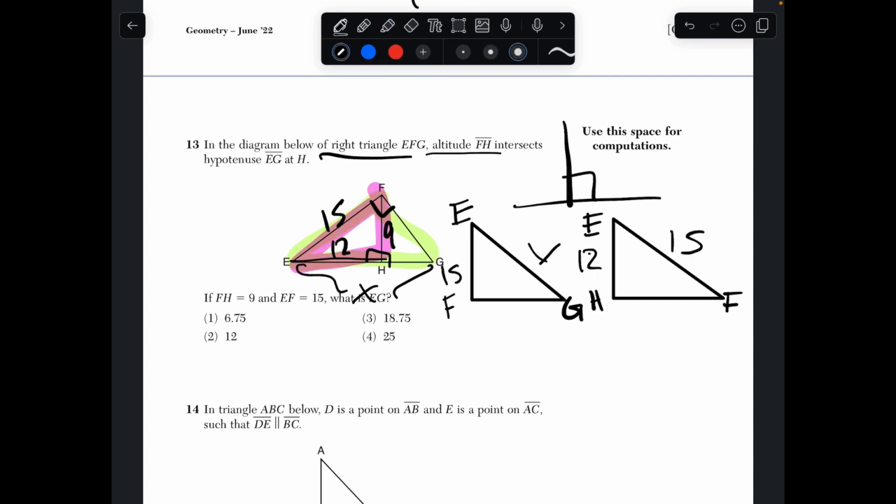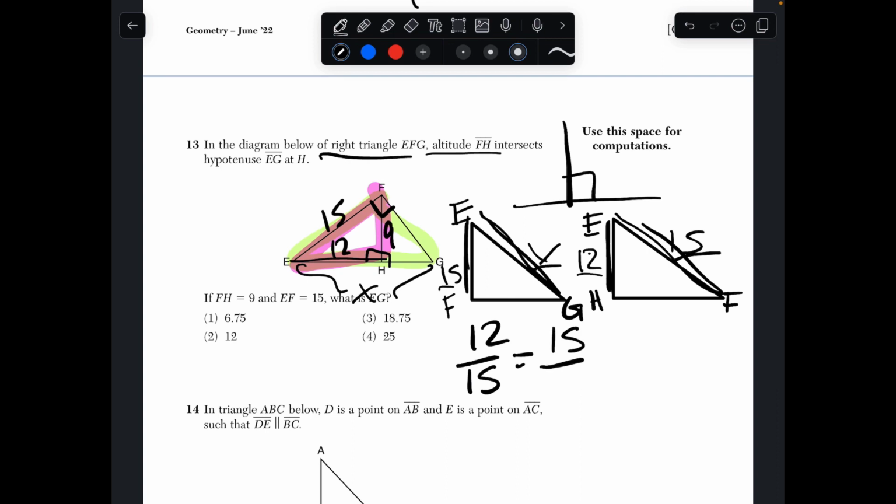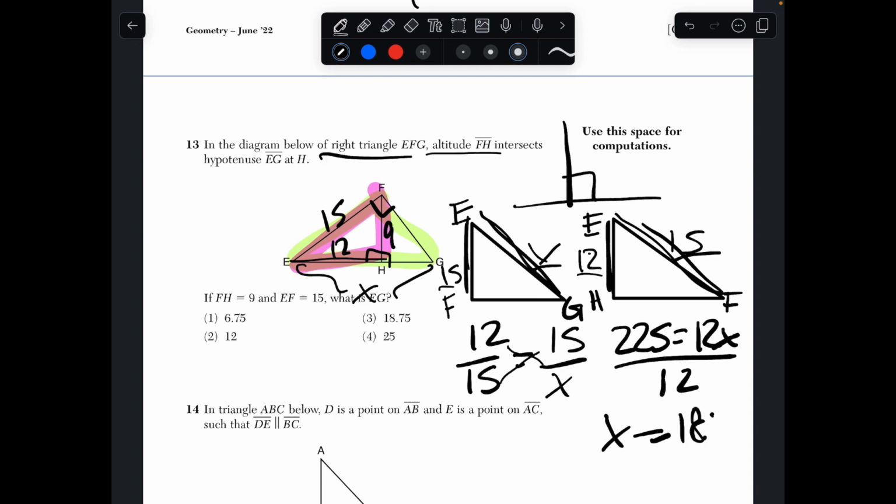All right, so I drew out these triangles. Not the best, kind of messy, but you can just see that these are corresponding sides. So EF is corresponding to EH, as well as EG corresponding to EF. So what we're going to do with these is write a proportion. Scary, I know. We're going to take 12 and 15, put it over a fraction, and we're also going to take 15 and x, put it in a fraction. And what you do with these are just cross multiply. That gives us 18.75.